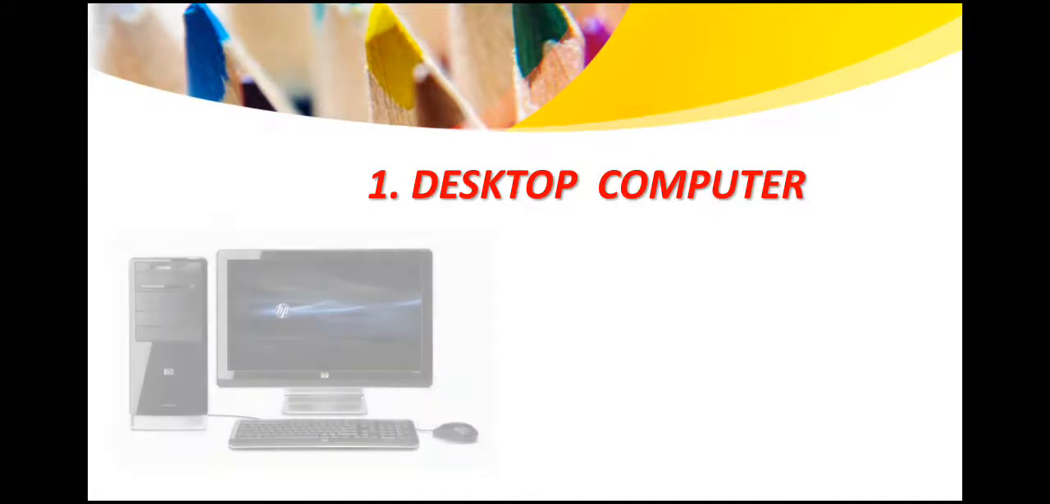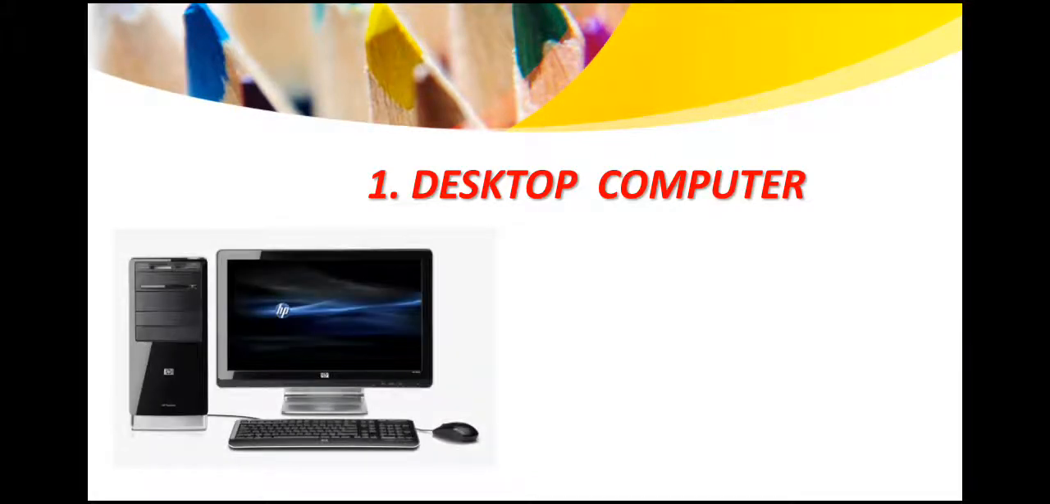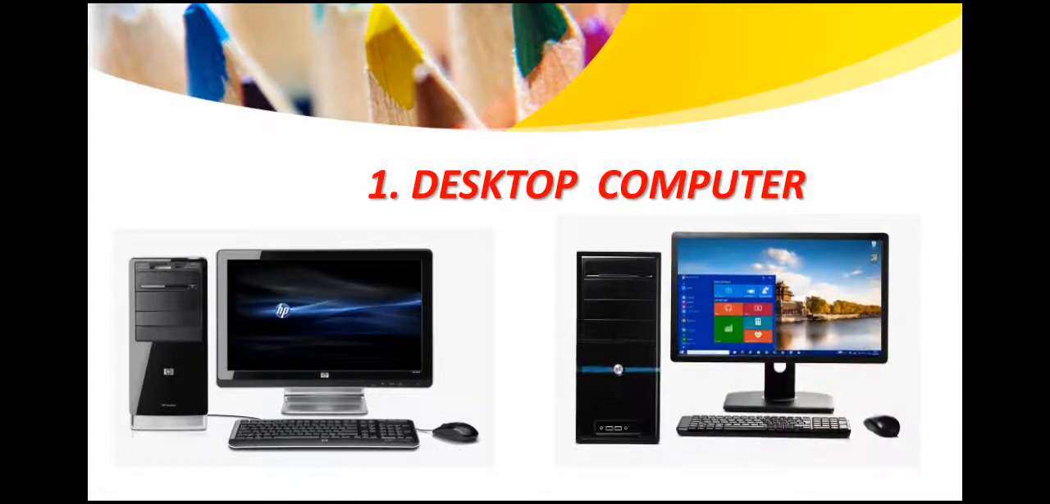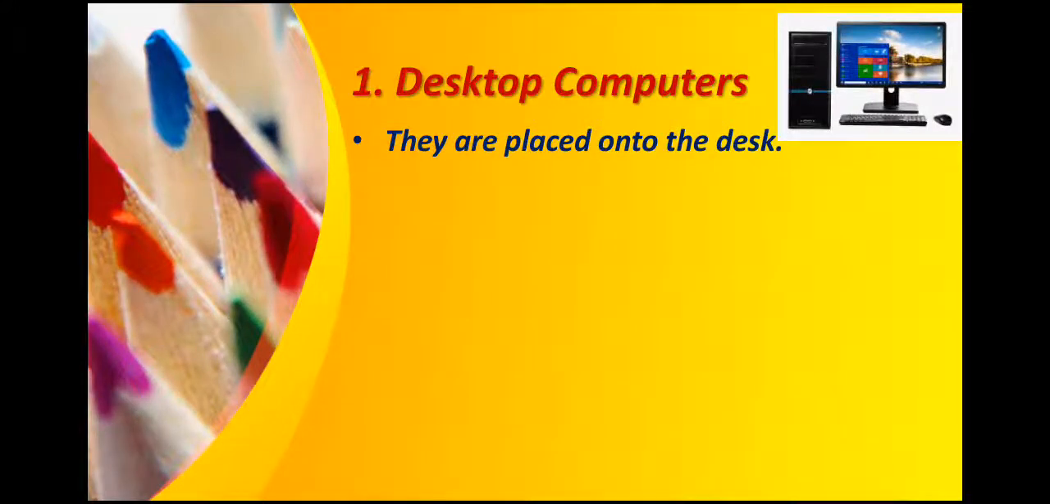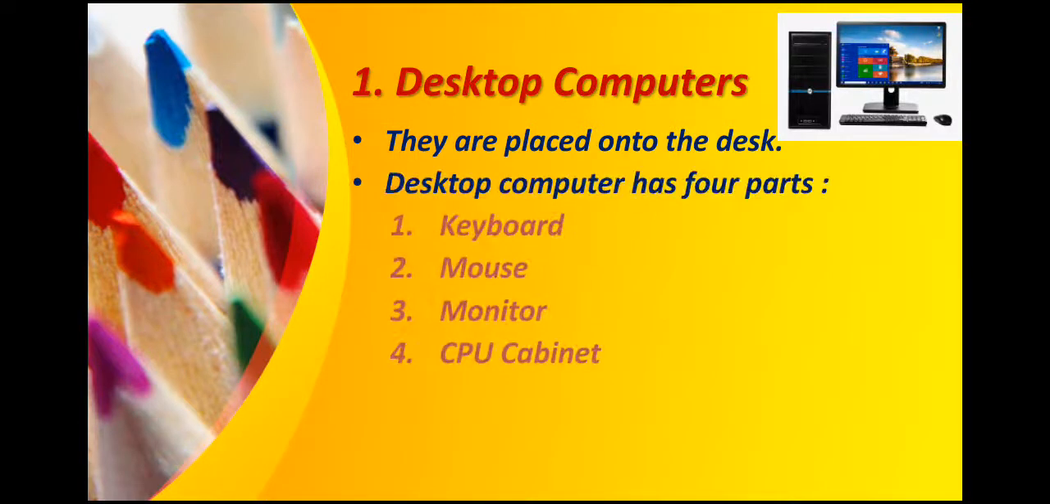Desktop computers. Keyboard, mouse, CPU and monitor. When we combine all these four things together, they form a complete desktop computer. See? Desktop computers are placed onto the desks because of their size. They have four parts: keyboard, mouse, monitor, CPU cabinet.